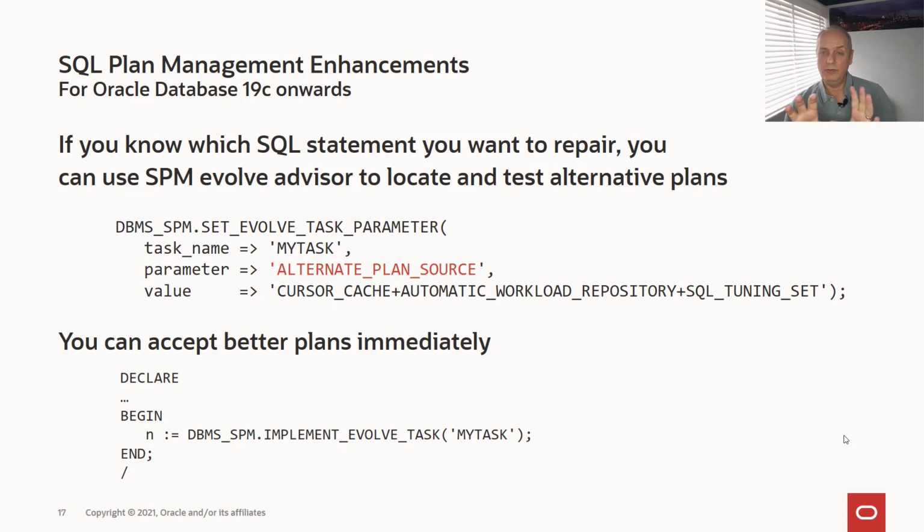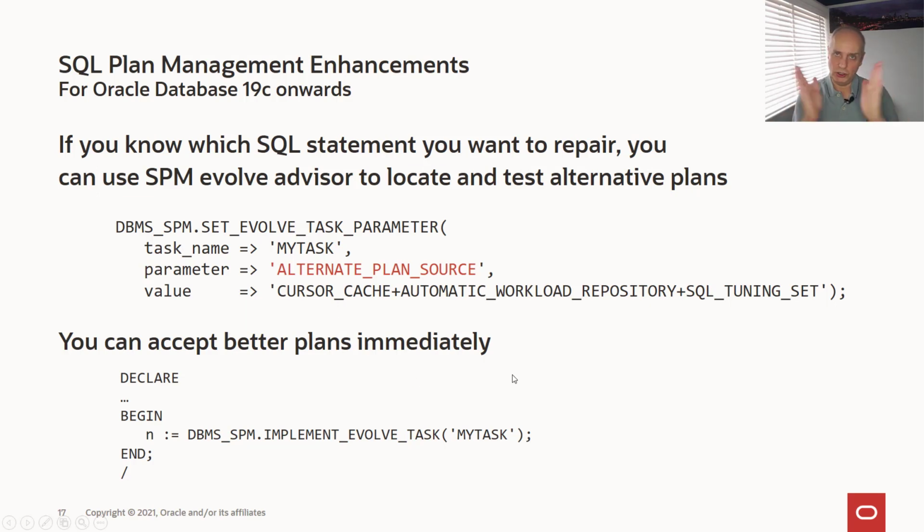So you use this set evolve task parameter to say, I want you to look for alternative plans for my SQL statement in these sources. So we've got Cursor Cache, AWR, SQL Tuning Set. And in fact, you can use it at the end. You can say, figure out which of the plans you can find are best and then implement it immediately. So that's the kind of thing you can do.